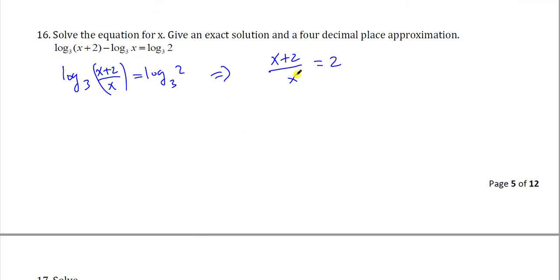And we can solve for that easily, multiplying by x on both sides. I have x plus 2 equals 2x. Subtracting x on both sides, I get x equals 2. Now you must also check your answer, because you don't want to have something that is outside of the domain for the log function. And we are also dividing by the x right here. You don't want to divide by 0.